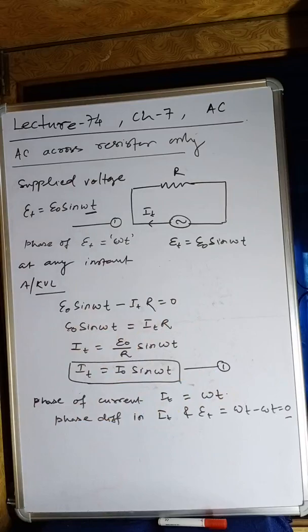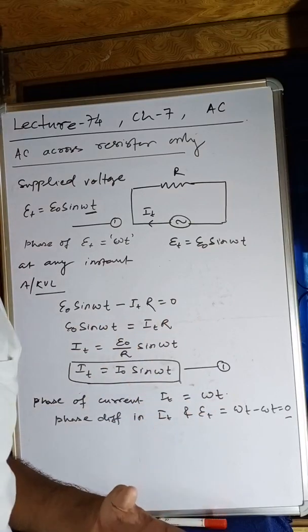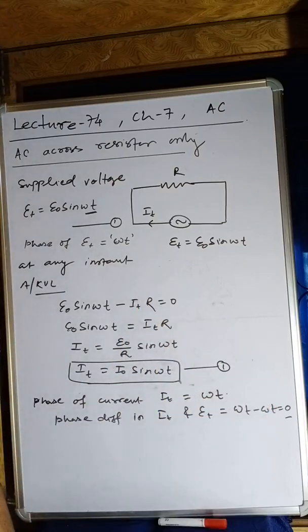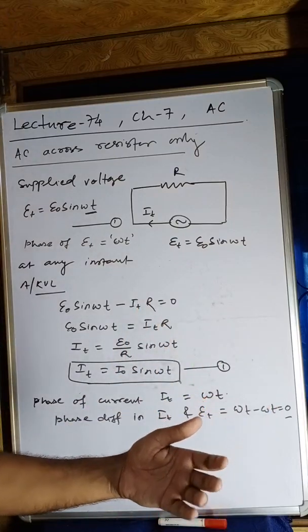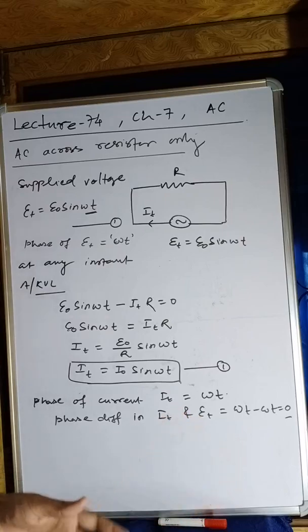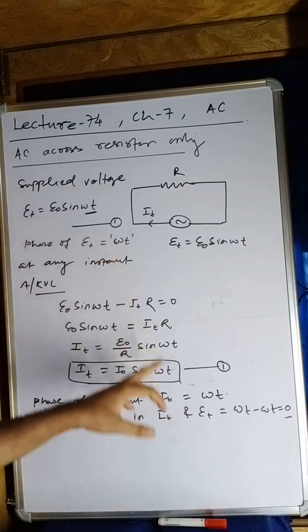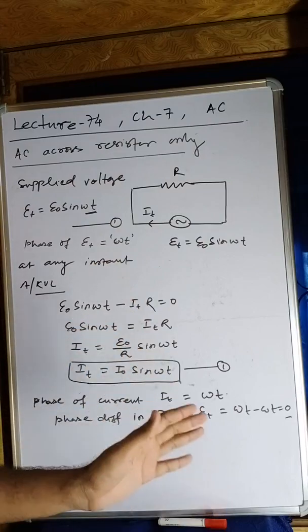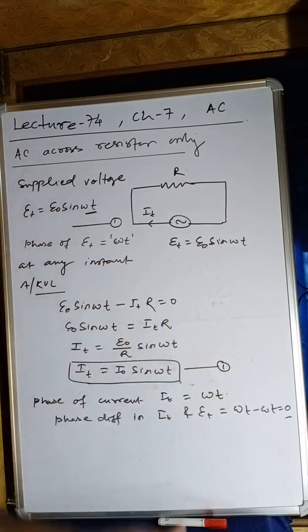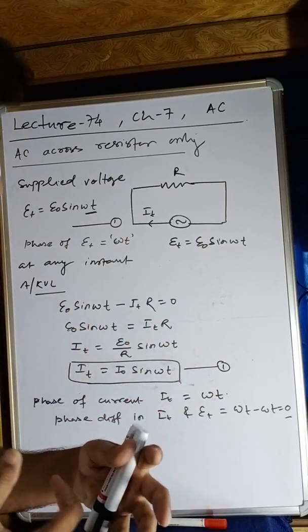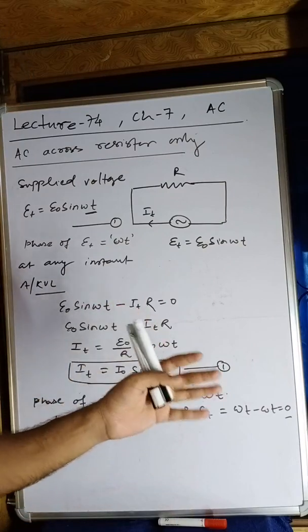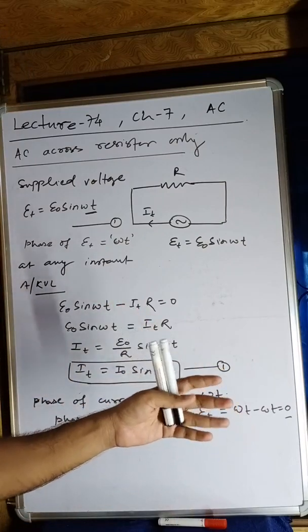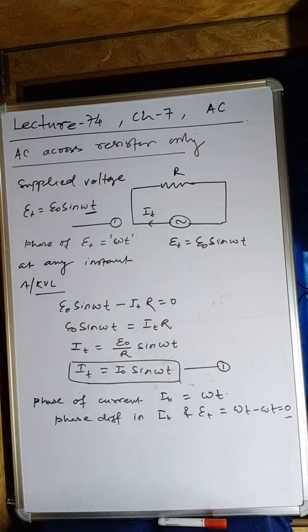This is the meaning of phase and phase difference that we have studied in standard level, the leading and lagging phenomena. Here both have the same phase omega t. It means there is no phase difference. Voltage and current are moving in the same phase. What is the benefit of moving both the current and voltage in the same phase? We will try to understand, my dear students.